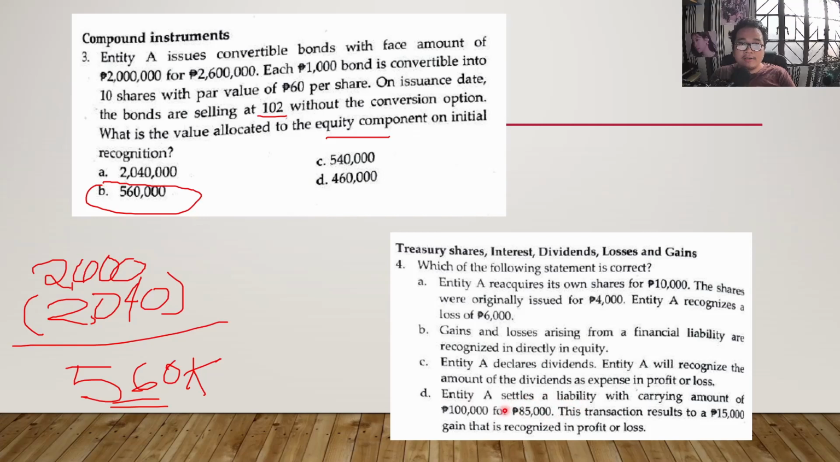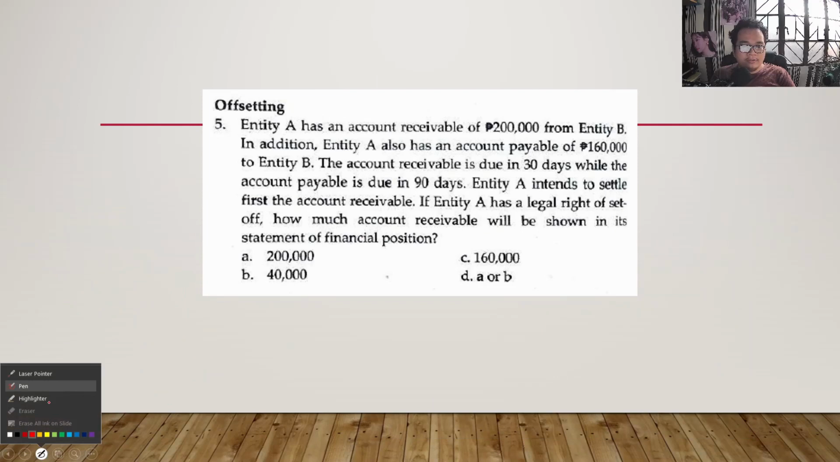So, this transaction results to a 15,000 gain, and it is recognized in profit or loss kasi liability yan eh. So with that, letter D ang answer. Para sa dagdag na analyzation, and lastly, entity A has an accounts receivable of 200,000 from entity B. In addition, entity A has an accounts payable of 160,000 to entity B.